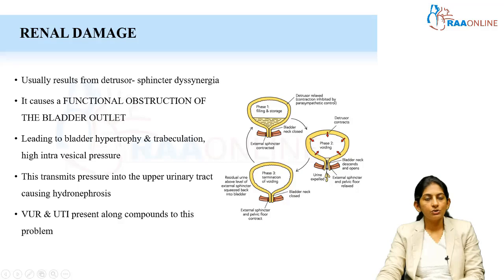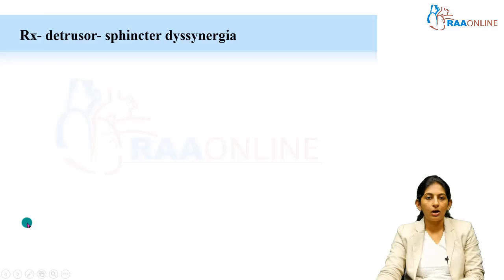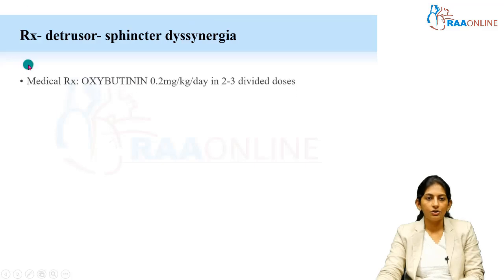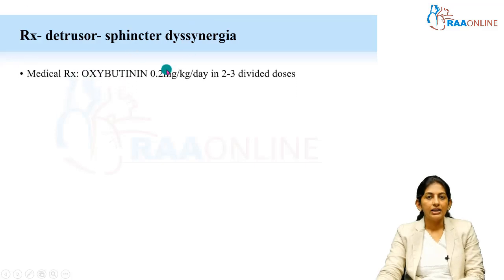So, children with neuropathic bladder are more prone to UTI. They will also have VUR, which will compound the problem. So, if you have a child with neural tube defects and you find that there is a detrusor sphincter dyssynergia, there is both medical management and surgical management.